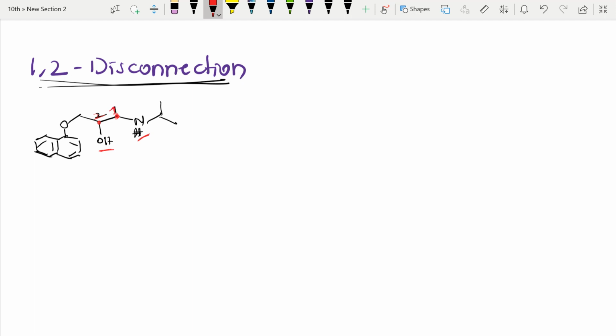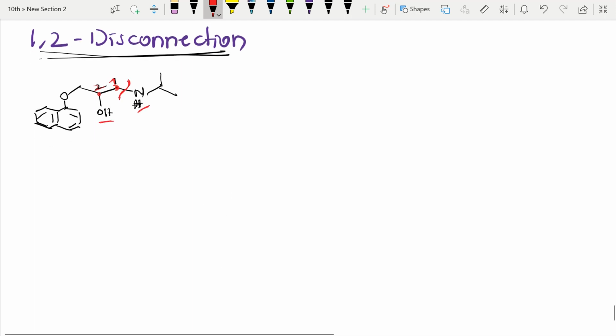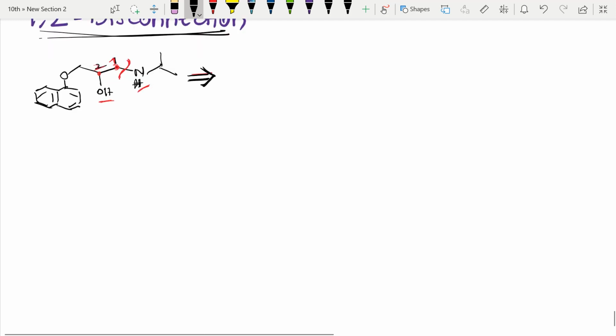Otherwise, if you do 1,2 the other way around also, no problem, right? And also cleavage should be done where nitrogen is there, between the heteroatom and the carbon atom, because bond formation will be very easy, right? So I am talking about retrosynthesis. This arrow you should understand, right?